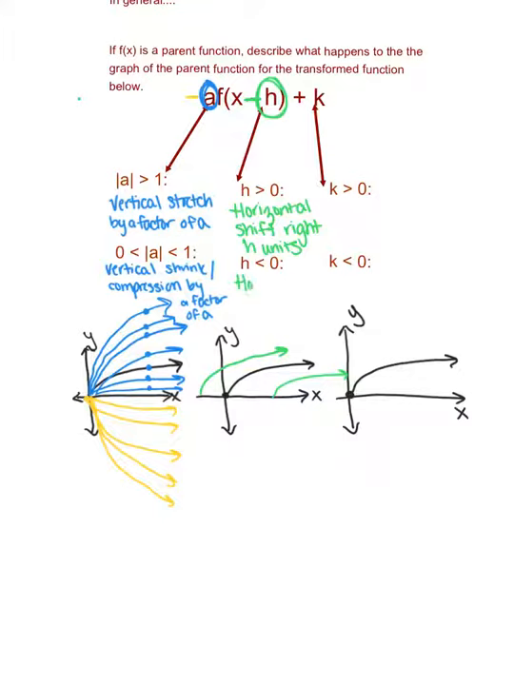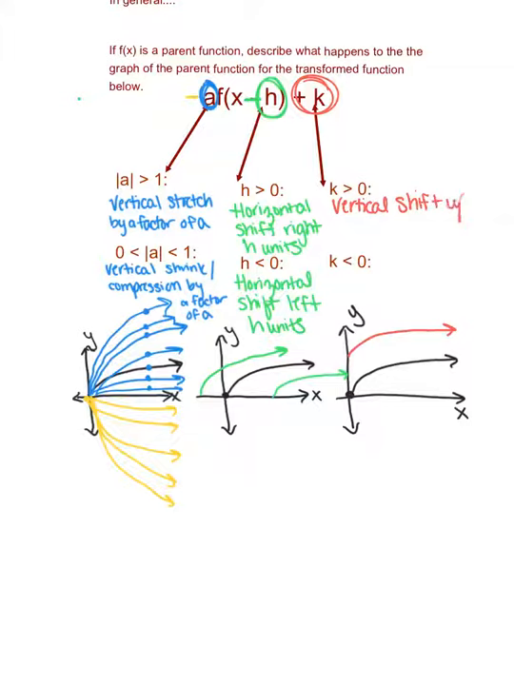So this is a horizontal shift to the left, h units. And then finally, the last one, the k value out here in the back. Hopefully you isolated that k and you saw that if the k value is positive, it moved up. So that's a vertical shift, up k units. And when k was less than 0, it shifted down, vertical shift.